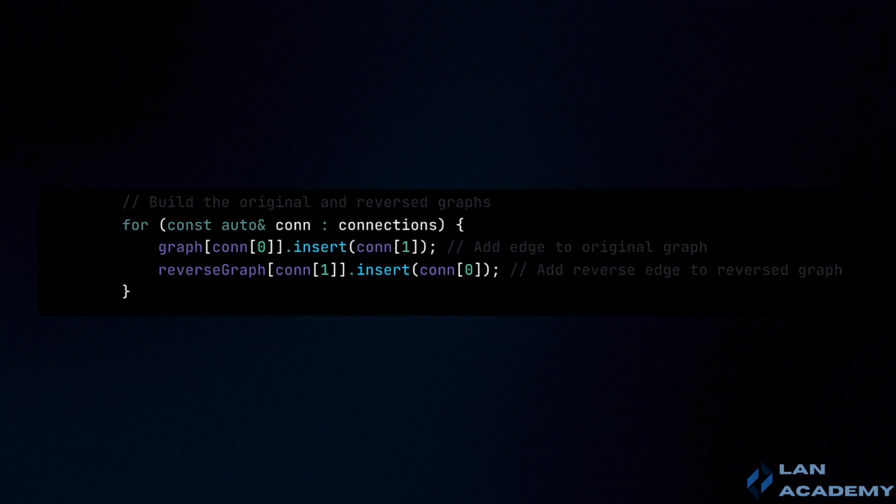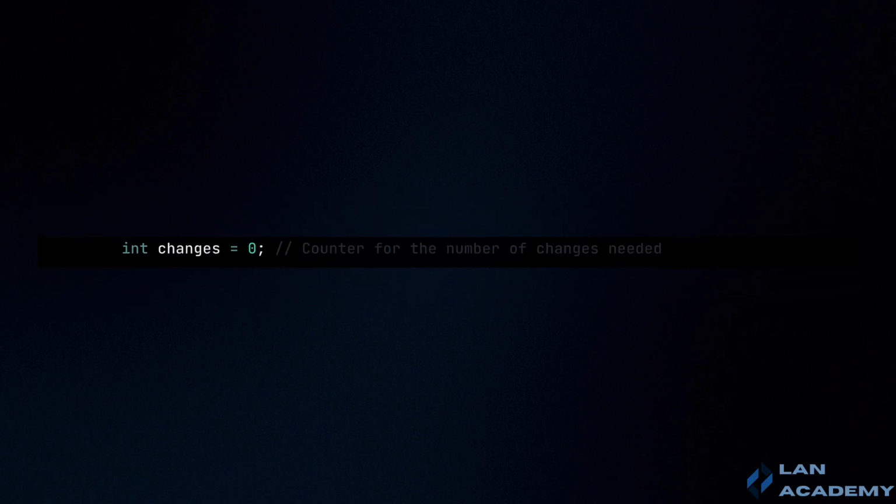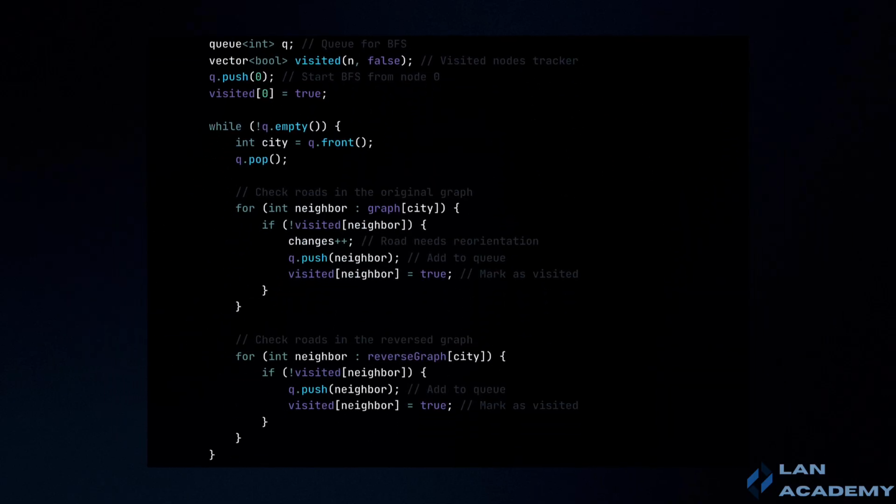to be rerouted. After building the graphs, we initialize a counter, changes, to count the number of roads that need to be reoriented. This will also be the variable in which we will store the final answer from the function. To determine the minimum number of roads that must be rerouted so that each city can reach city 0, we use BFS, or breadth first search, starting from city 0.